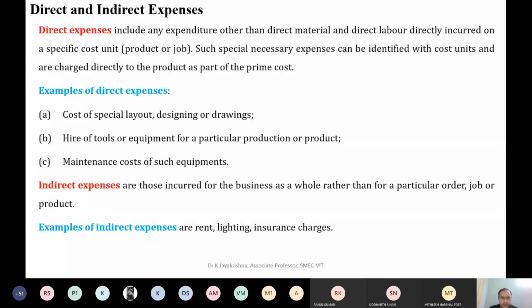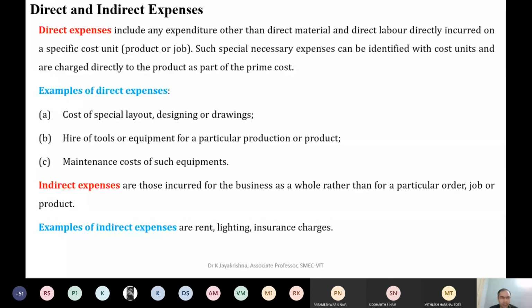Excuse me, sir. Sir, so the wages of the indirect labor also fall under direct expenses? No, you are right, they fall under indirect expenses only. Okay, sir.